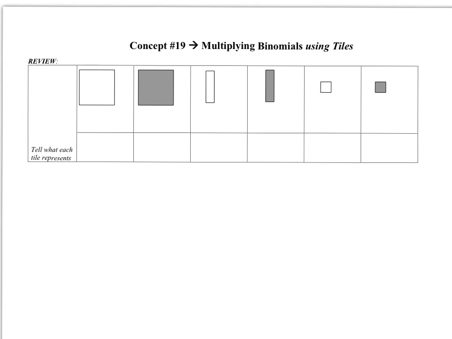All right, welcome back. So today we're going to talk about multiplying binomials using tiles. Before we actually get started, I want you to make sure you complete the whole front side of the sheet and then the back half. And then as soon as you're done with that, it says where to tune into the video. So then you should come back here to make sure your answers are correct.